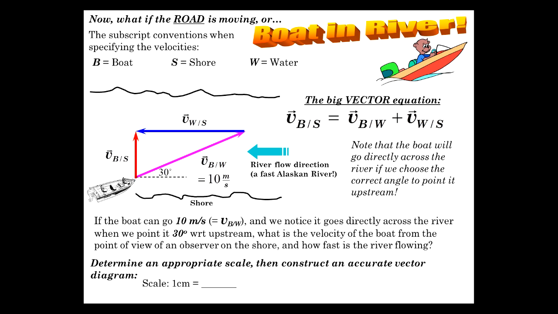So we've got to determine an appropriate scale. I want to do this graphically. We could do it either way, but I want to do it graphically for intuitive understanding. So we're going to construct an accurate vector diagram with a scale of 1 centimeter equals, well, it's got to fit on the page. We'll pick 1 meter per second. So let's construct our vectors.